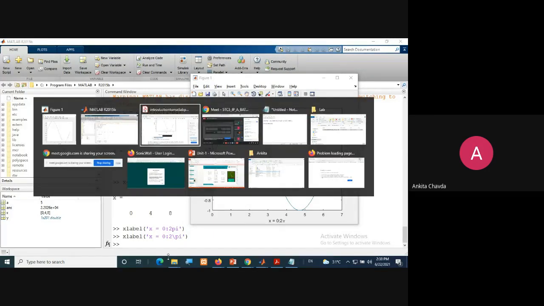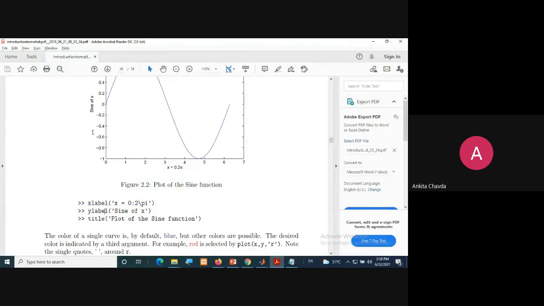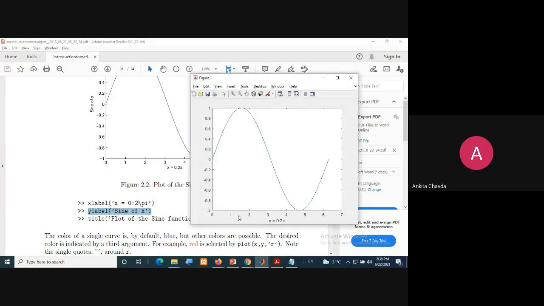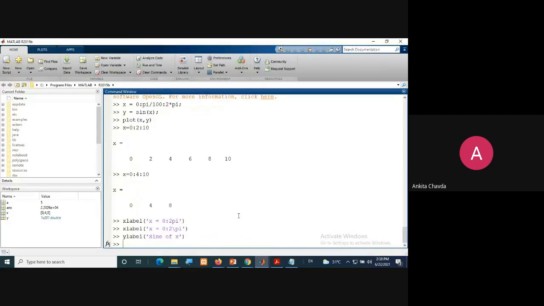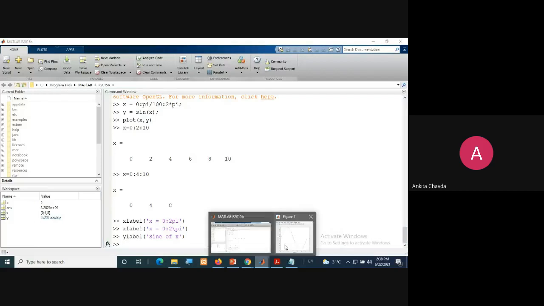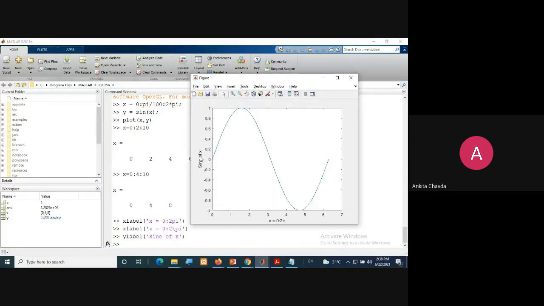So what I wish to print on the y label is sine of x. That's what I want. For that, there is a function ylabel, and whatever you write between the single quotations will be printed. Okay, so you can check again, it's sine of x.